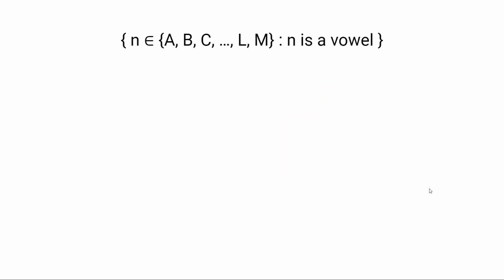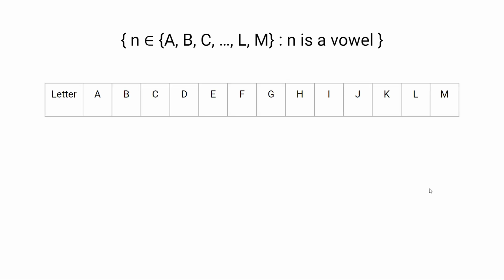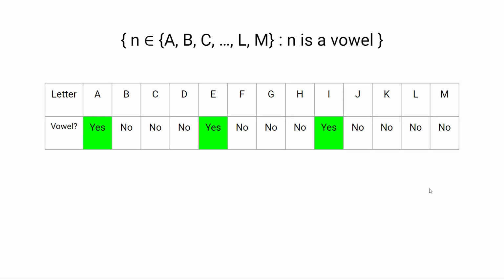So the initial pre-filtered set we use is the set of letters A through M. Notice that's not the entire alphabet. Then we filter out everything except the letters that make the predicate "x is a vowel" true. That leaves us with just 3 letters, A, E, and I.